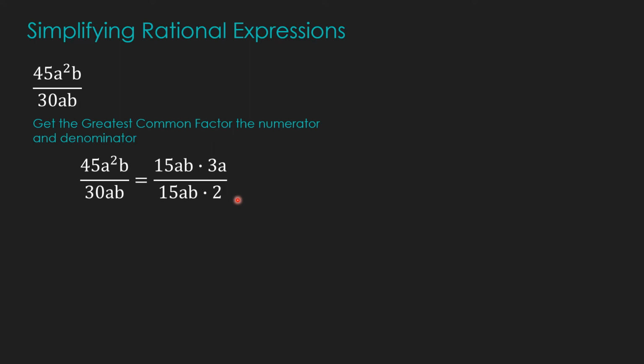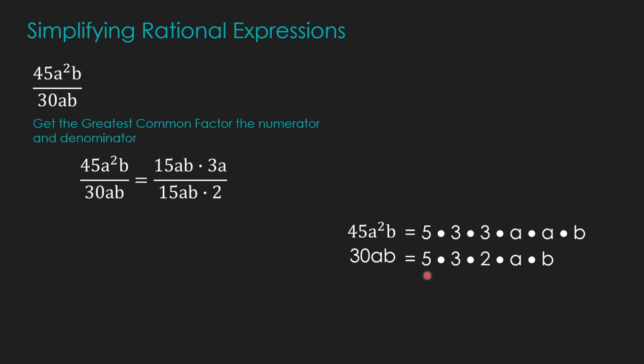Niagi na taani, no, sa common monomial factoring. So we'll just have a quick review on how we did this one so that you could understand it better. So of course, kang 45a squared b, ang atong mga prime factors are this one. We have 5 times 3 times 3 times a times a times b. Muna ang mga prime factors ni 45a squared b. And of course, the prime factors of 30ab is 5 times 3 times 2 times a times b.